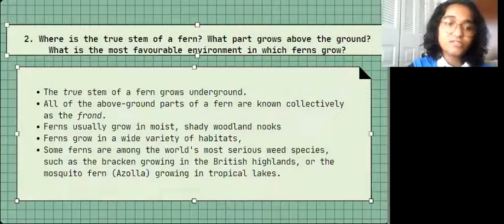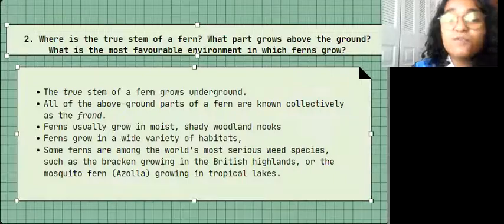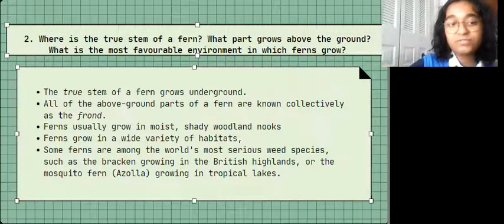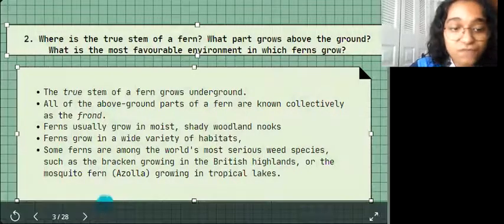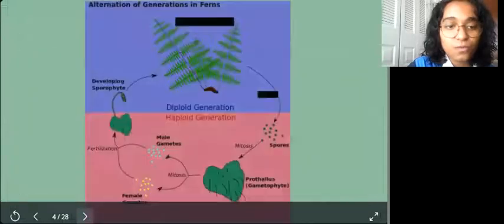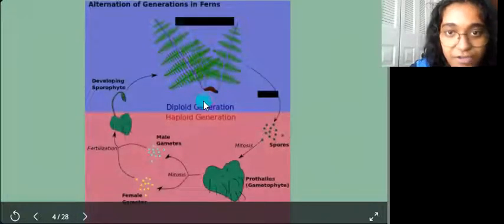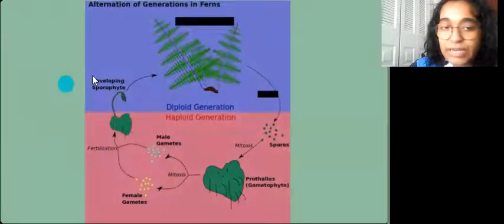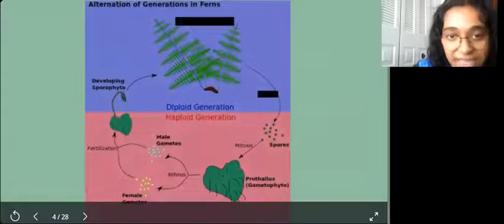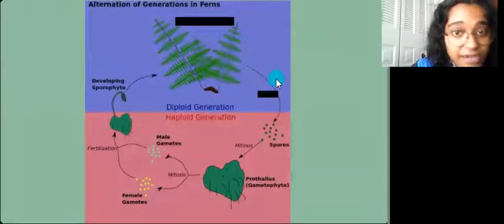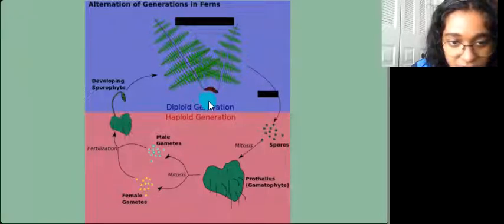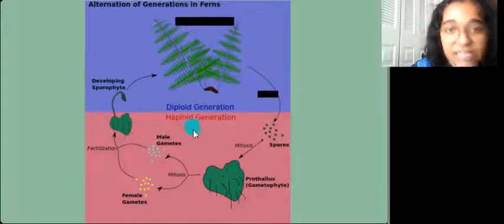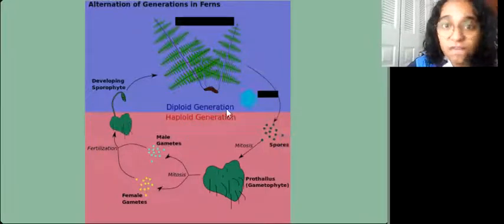Second question, where is the true stem of a fern? What part grows above the ground? What is the most favorable environment in which ferns grow? So, if you look at the fern over here, does it have a root? No, it just goes from the ground directly with a stem kind of thing, which is again called another name, which we will learn in a few seconds. If you can see, it just comes from the ground, has a leaf itself, but it's not a leaf, it's a fern.